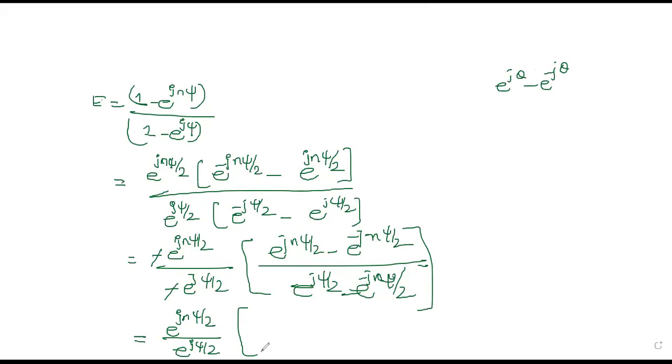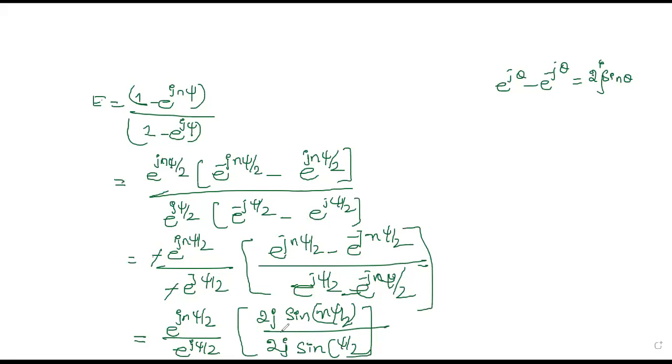Sine or cos? Sine. So it will be 2 sine theta, or 2j sine theta. So if I apply it here, it will be 2j sine theta will take the form n psi by 2, divided by again 2j sine theta will take the form psi by 2. So here 2j gets cancelled.